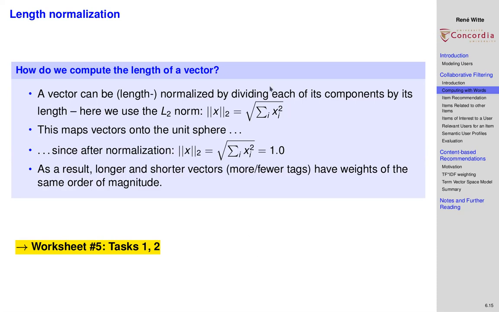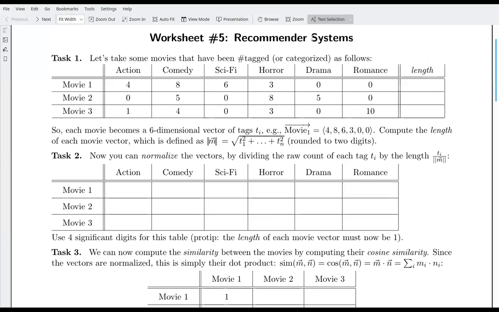Let's look at the worksheet for this week. So here's our worksheet on recommender systems. What we do is similar to the example I just showed you. We have a number of movies, movie 1, 2, 3. And instead of 3 dimensions, we have 6 dimensions for each movie. Here, I assume we are counting how often a movie has been tagged with that category, but you could also have other interactions with the movie. So you can see each movie has a number of tags, and this is our vector space representation.